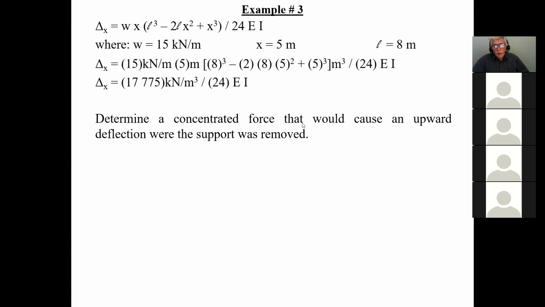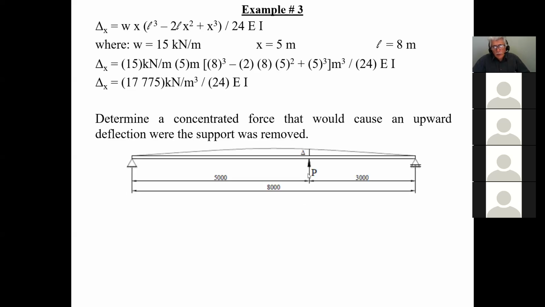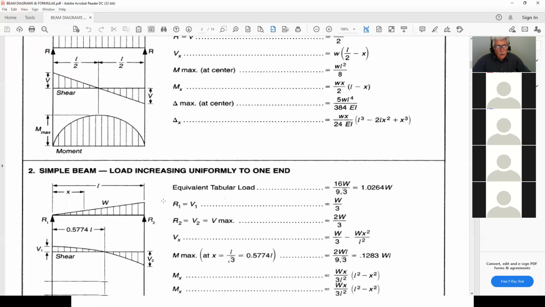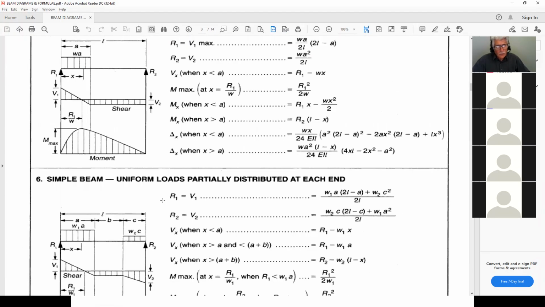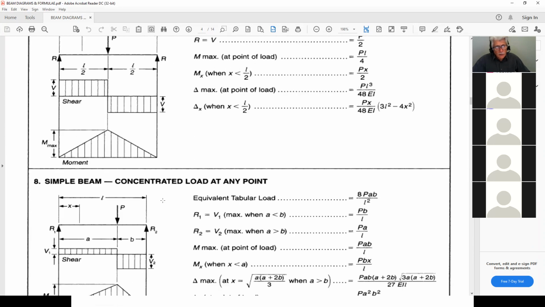Now, determine a concentrated force that would cause an upward deflection where the support was removed. So what you want to do is calculate a force here that will give you a deflection here that will be equivalent to the deflection caused by the distributed load. So that's P. Now what do I do? I go to the beam formulas, and although it's acting underneath, I don't care. I can use the same formulas. Just have to remember the direction.